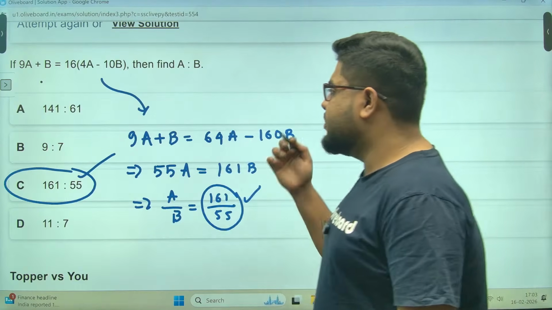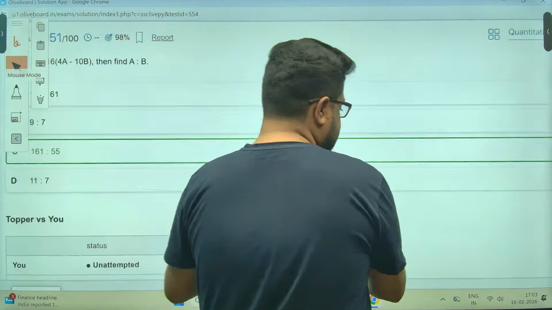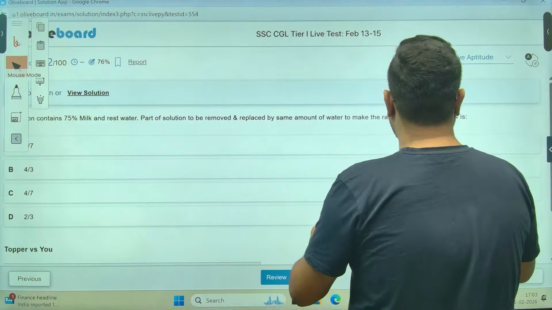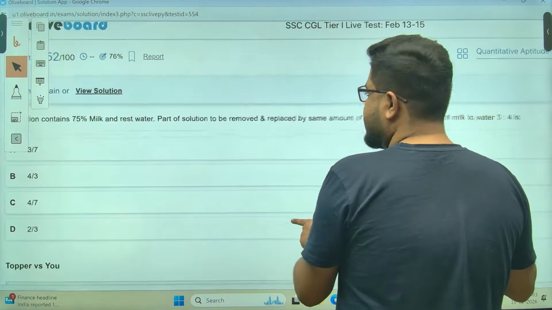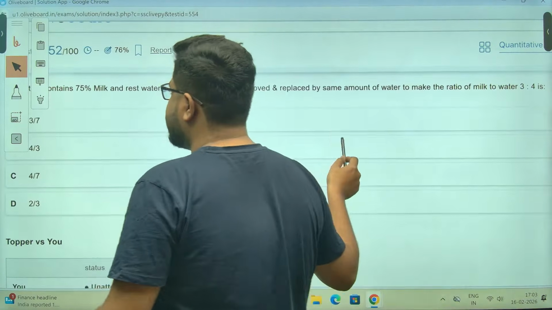So again, a very simple answer to the first question. Pretty simple question, right? Let's move on. Next question, please.